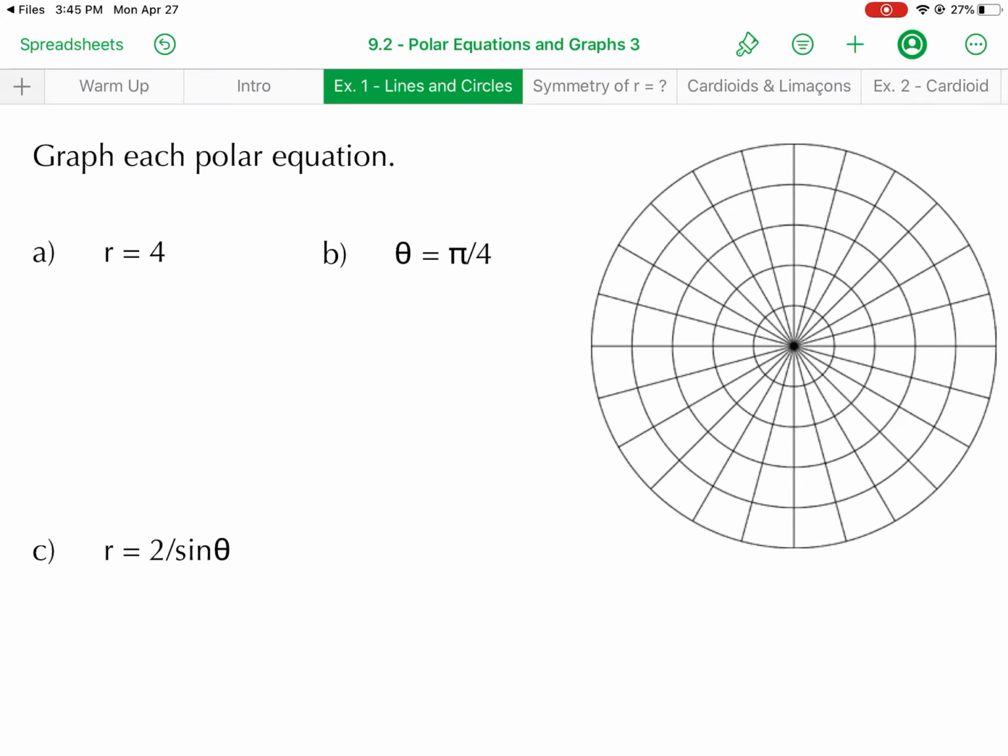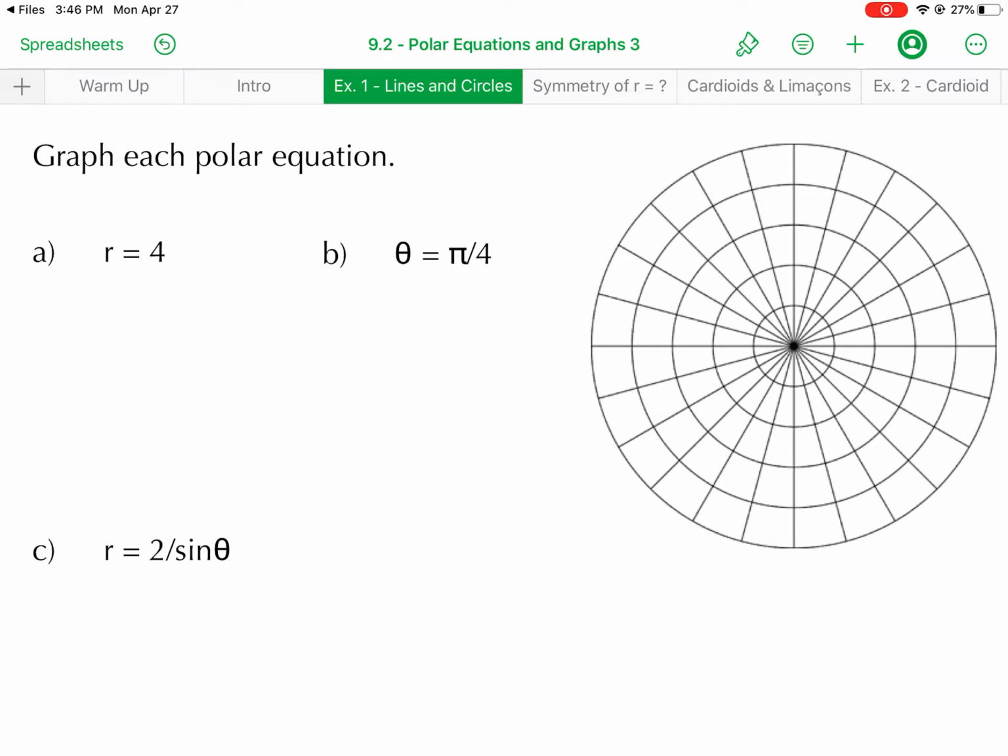So click to example 1, and I have 3 different equations here, okay? So let's just start with r equals 4. Before I graph each one of these, I'm going to convert them from polar form into rectangular form so you can have a better understanding of what their graphs are actually going to look like, okay?